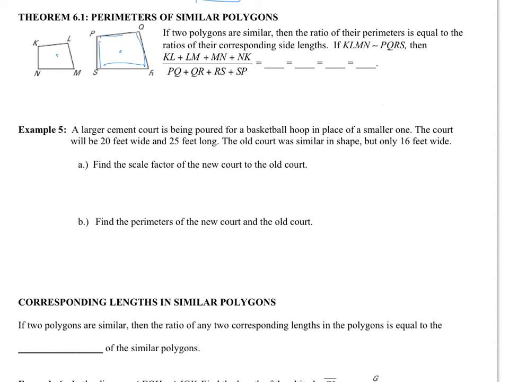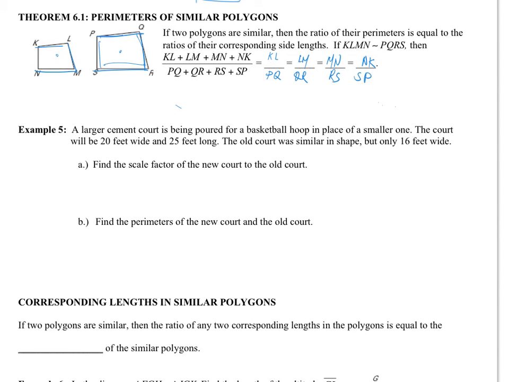And there's a proof for this on my website, and if you're interested in why, please visit my website under chapter 6.1. So we could set this equal to KL to PQ, and then LM to QR, and then we have MN to RS, and then lastly NK to SP.